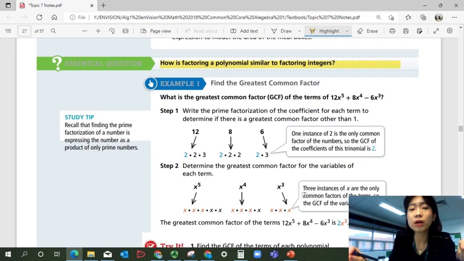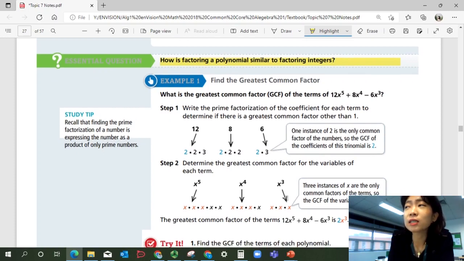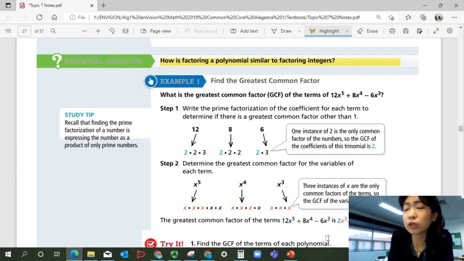For each term, you need to break it into the coefficient and the variables. So you figure out the GCF for the coefficients, then you figure out the GCF for the variables, which is going to be x cubed for this. And you can now say the greatest common factor for these terms would be 2x cubed. This is very important because that's going to be used to factor out our polynomial.